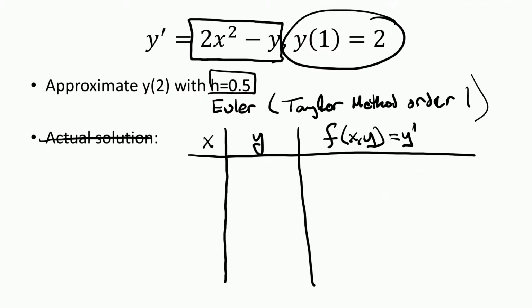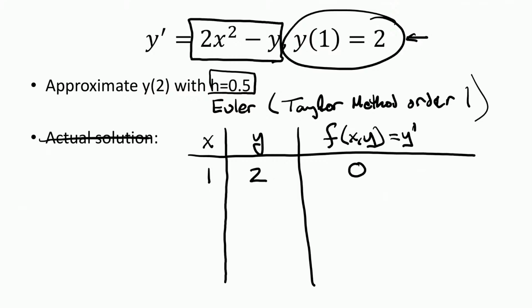So the first step is x equals 1, y equals 2. That came from the initial condition there. And then I've got the slope. Think of this f of x, y, that's the slope, is going to be 0. Oh, okay, so I have it lucky. I've got it easy in this case.